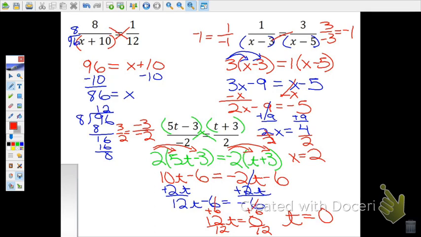When I put 0 in on this other side, 0 plus 3 is 3 over 2. Same thing on both sides of the equation.